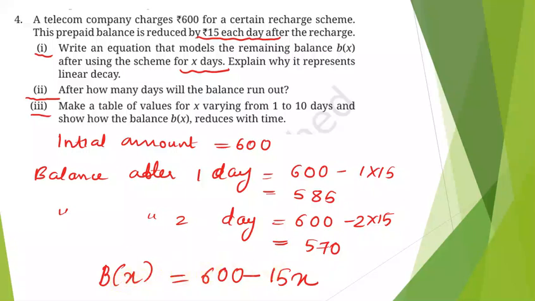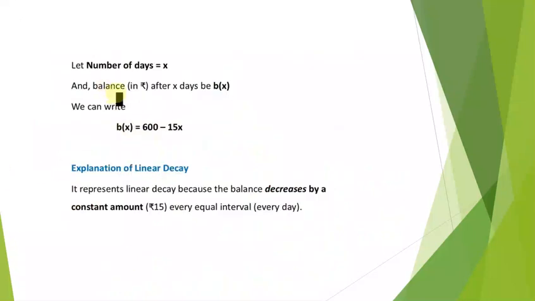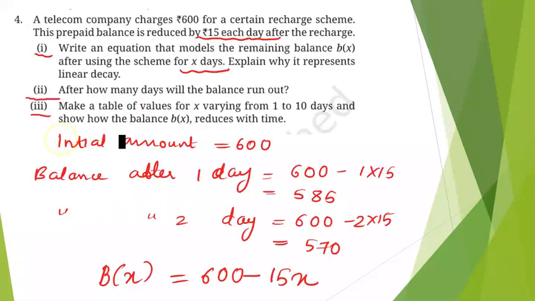Okay. Now, what can we say about it? Is it linear decay or linear growth? It's clearly visible that it's a linear decay only, because every day 50 rupees is decreasing, isn't it? So, we can say that if you represent the equation as 600 minus 15x, this represents a linear decay because the balance decreases by a constant amount, 50. Okay. Now we will move to the second question.